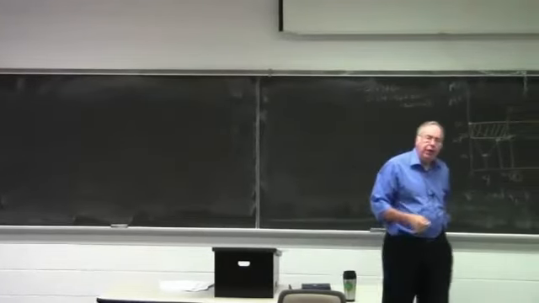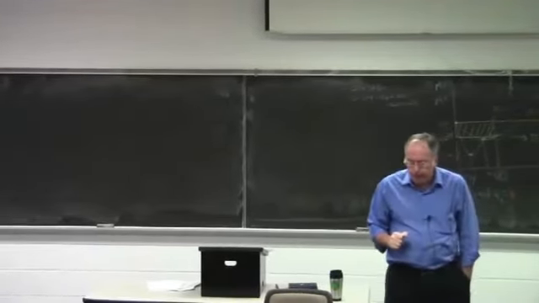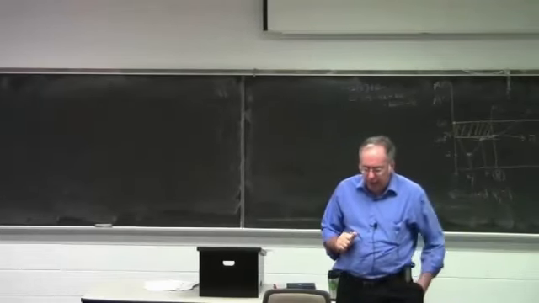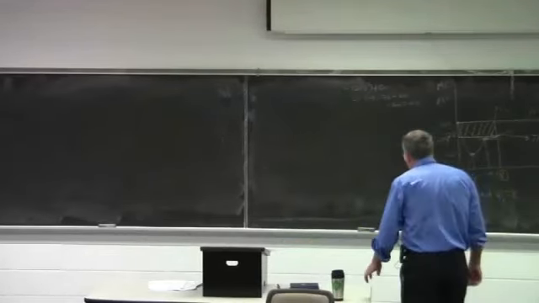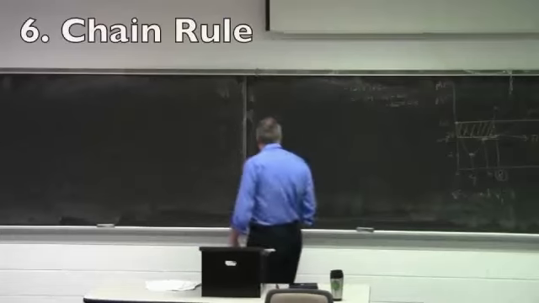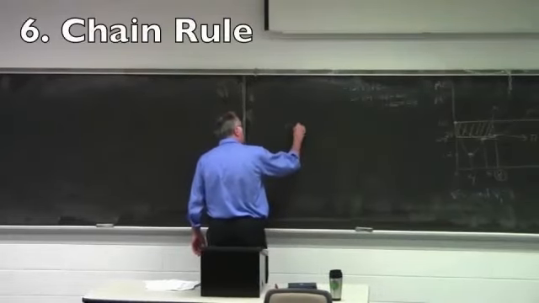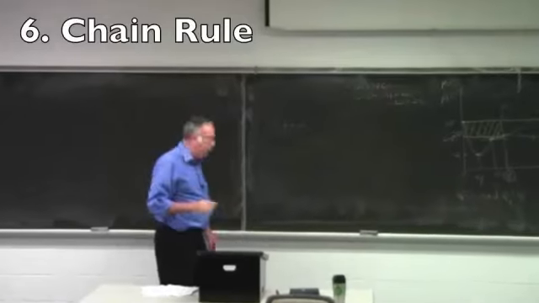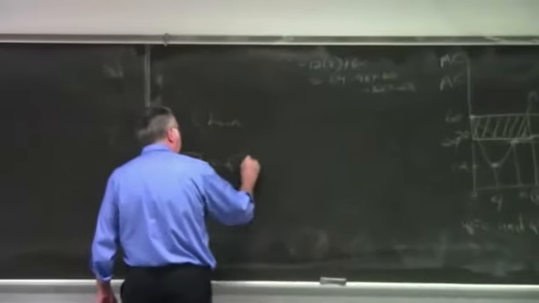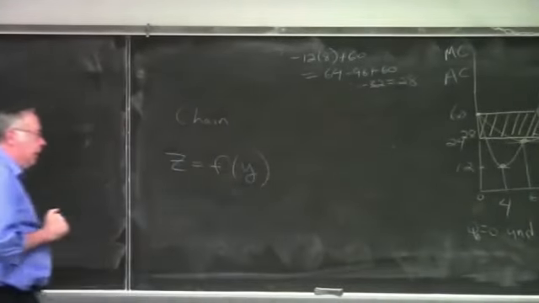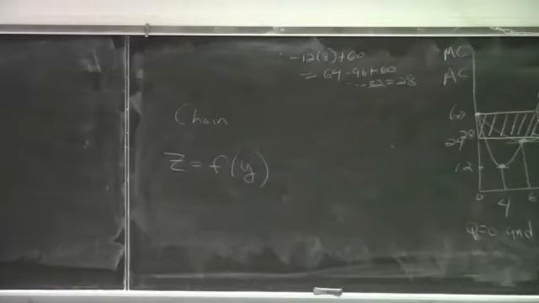And the next rule to go over is called the chain rule. And the chain rule applies to a situation like this. Suppose we have a setup like this. Suppose let z be some function of y. Okay. Which means for each value of y, there's a unique value of z.